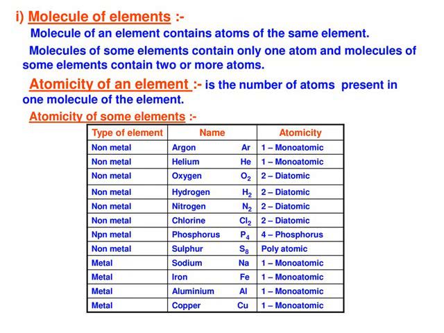Now, what does the slide say? Molecule of an element contains atoms of the same element. Molecules of some elements contain only one atom, and the molecules of some elements contain two or more atoms. So what do you know as atomicity? Atomicity is the number of atoms present in one molecule of the element. So this is a very important slide which tells you about the atomicity.